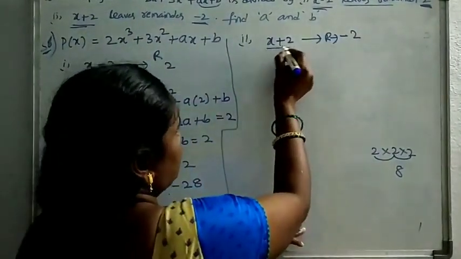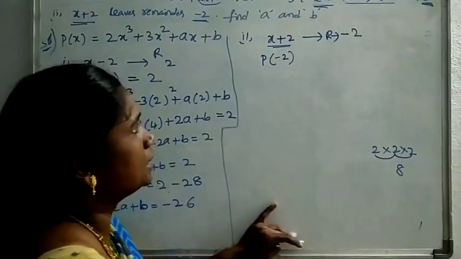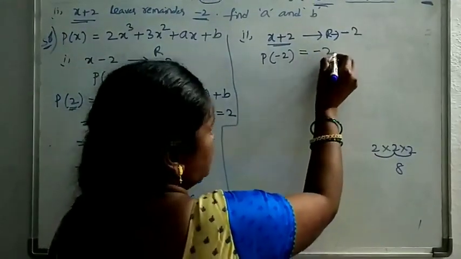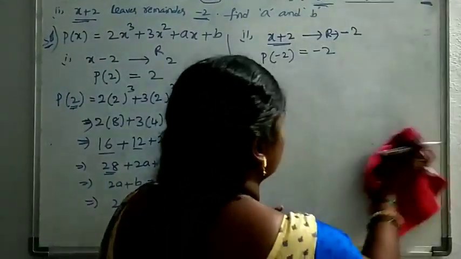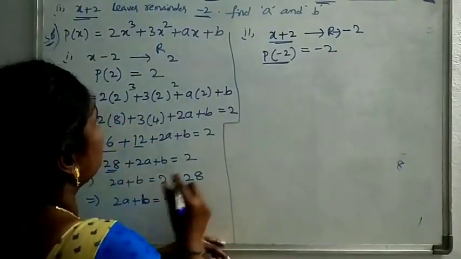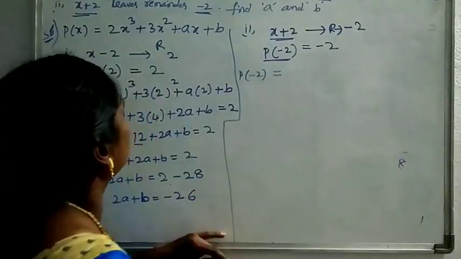So if p of x is divided by x plus 2, what will be the remainder according to the remainder theorem? It is P of minus 2, and P of minus 2 is equal to minus 2. So we have to find the value of P of minus 2.